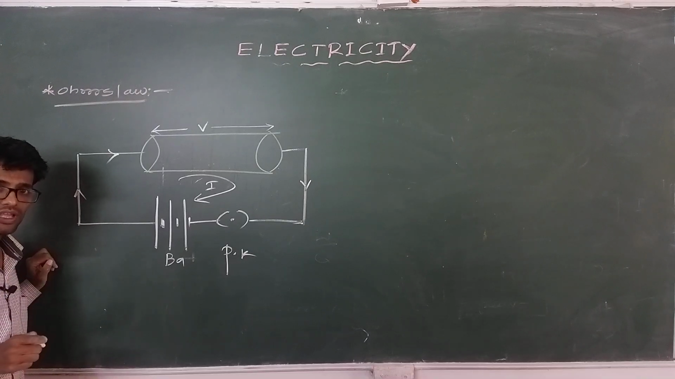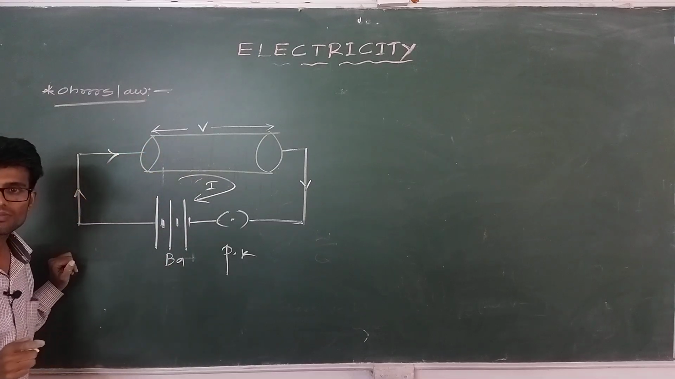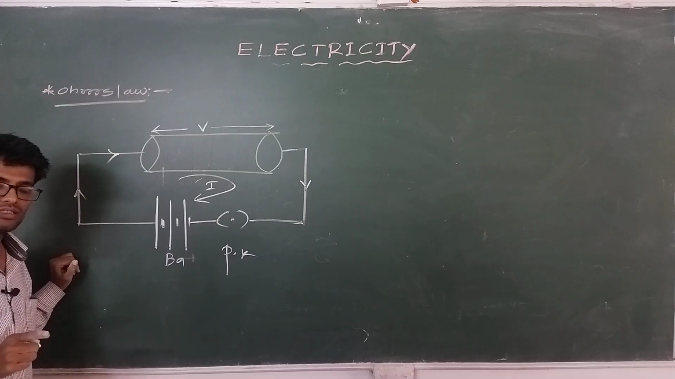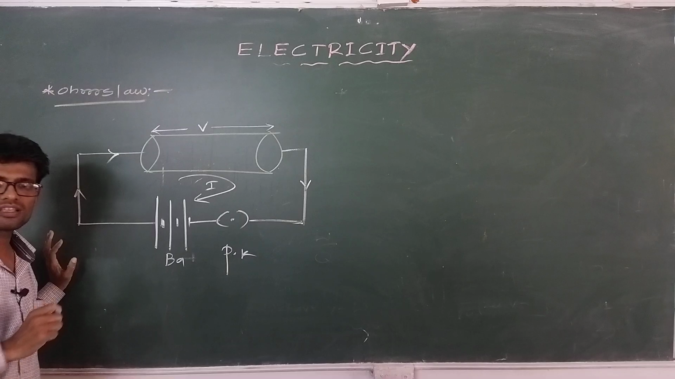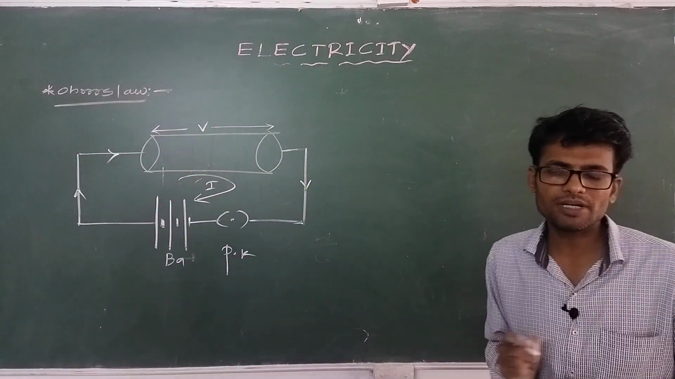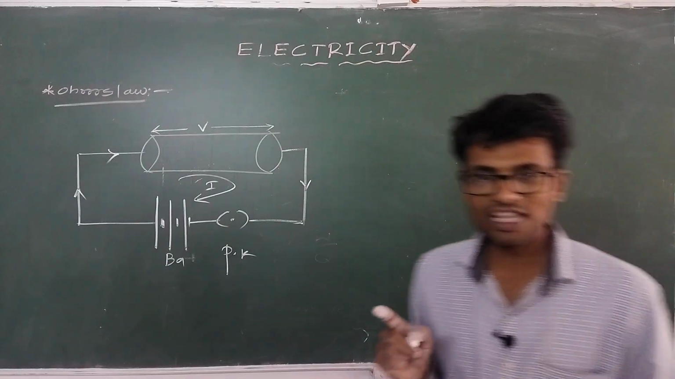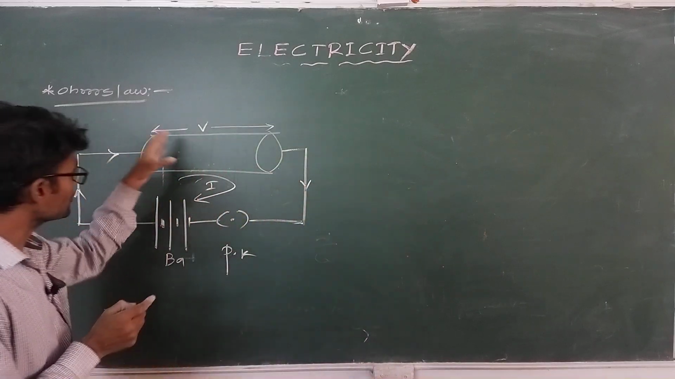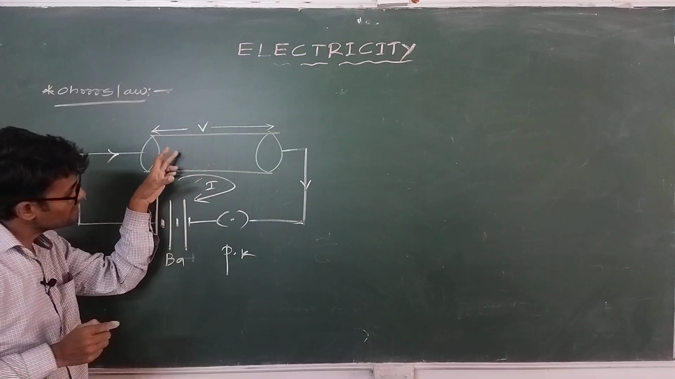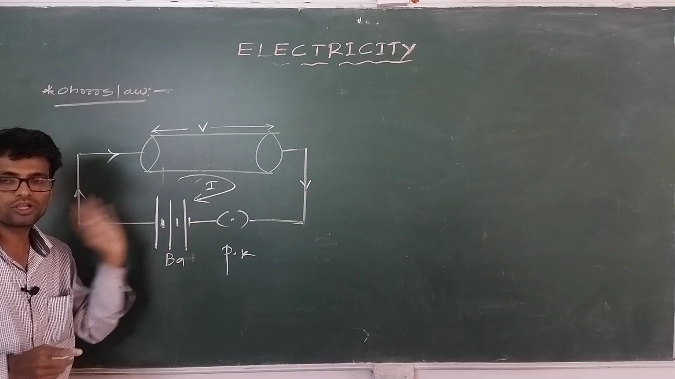At a constant temperature, the potential difference between the ends of a conductor is directly proportional to current flowing through it. So very simple statement of Ohm's law. First, we have to keep the temperature constant, and after that, the potential difference between the ends of a conductor. So V is the potential difference here. Potential difference between the ends of a conductor is directly proportional to current flowing through it.